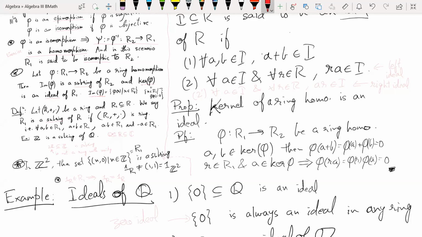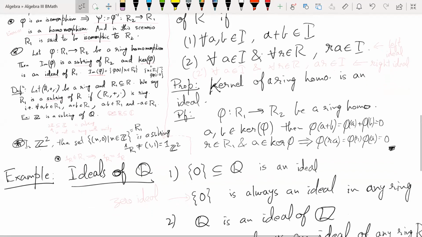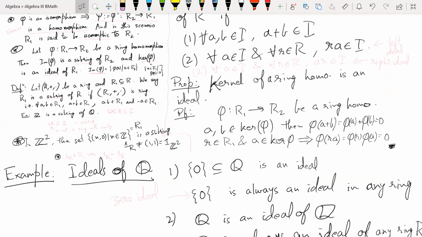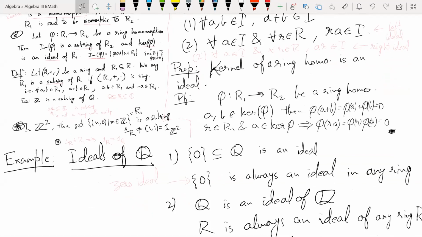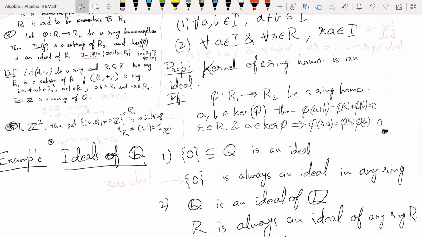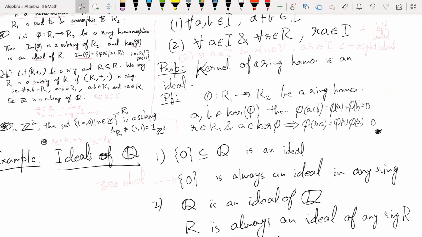So there are two ideals: one is the 0 ideal, and the other is Q. If you take the whole ring Q, then you can check that the two axioms are satisfied, and it's again an ideal. R is always an ideal of R, for any ring R. Every ring always has these two ideals, unless it's the 0 ring, in which case the two ideals happen to be the same. But if it's a non-zero ring, it will have two distinct ideals.